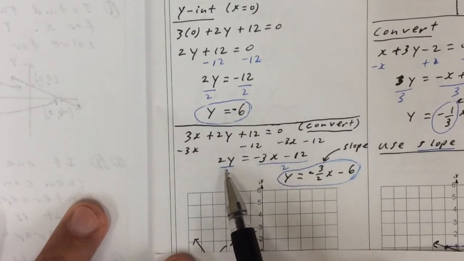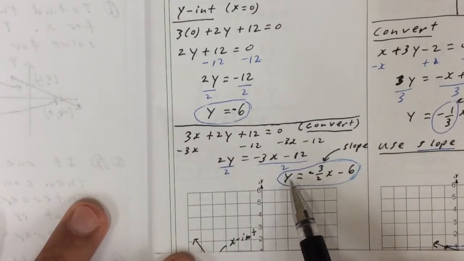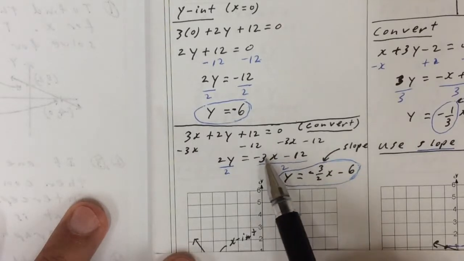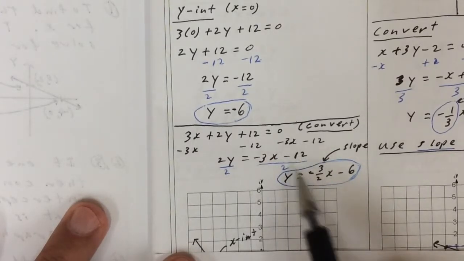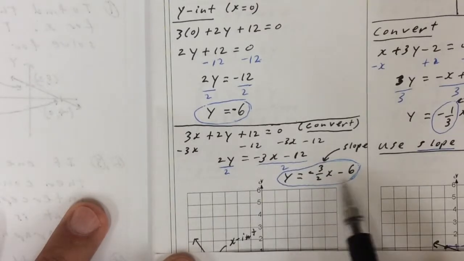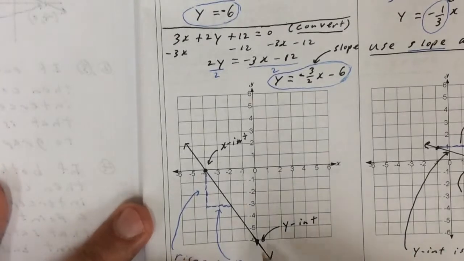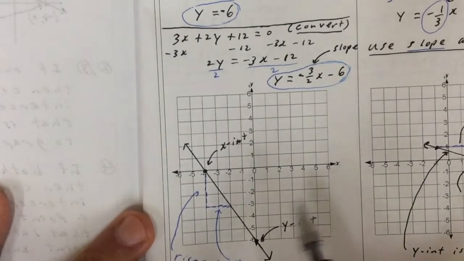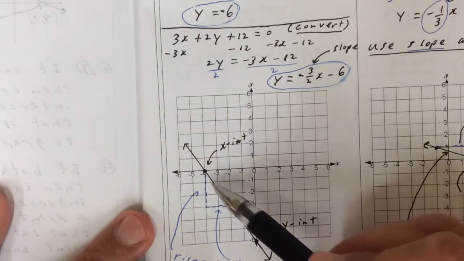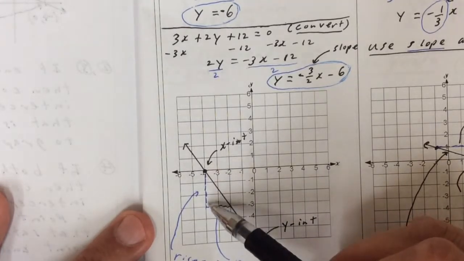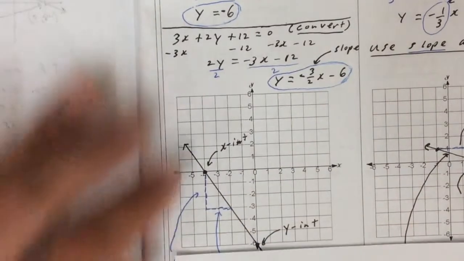So 2y over 2 is just y. And then the -3 divided by 2 is the slope. And -12 divided by 2, which is 6, is the y-intercept. Let's check that. The y-intercept is 6. We checked that before. And the slope, if you just take 2 clear points, here's one here, here's one here. So you rise -3, run 2, that works. So that is the line.